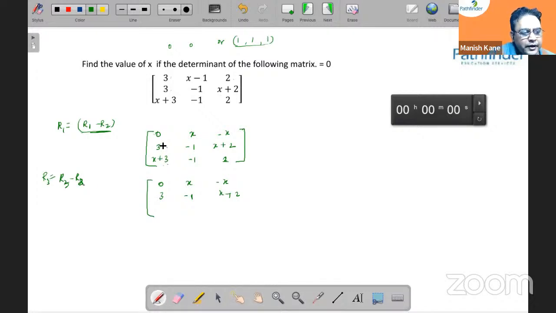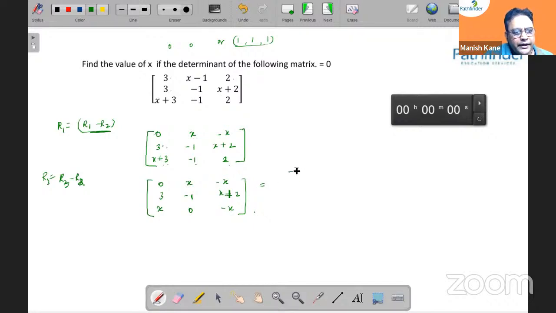Row 3 minus row 2: x plus 3 minus 3 will give me x. Minus 1 minus of minus 1 will give me 0. And 2 minus x minus 2 will give me minus of x. Anything else that we can do to get another 0 here? By row operations, I doubt. No. So let us now open.